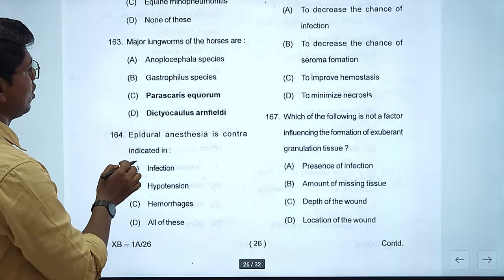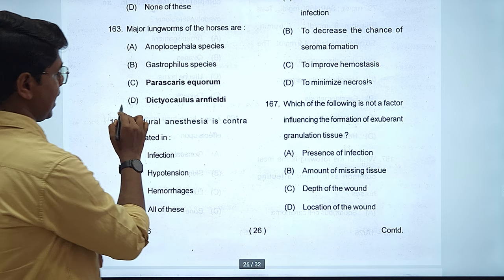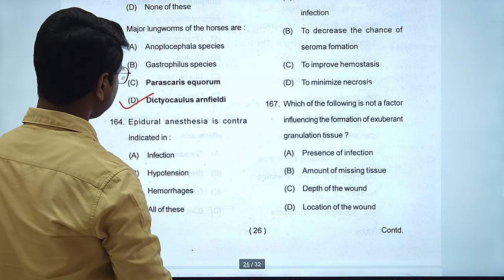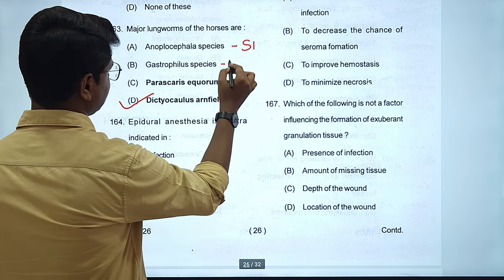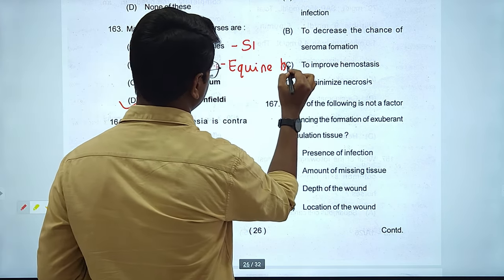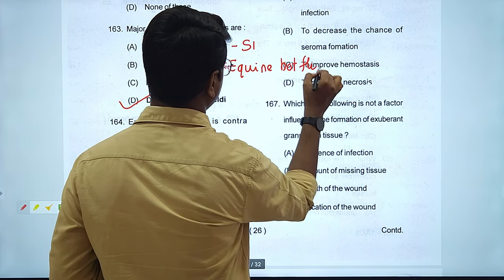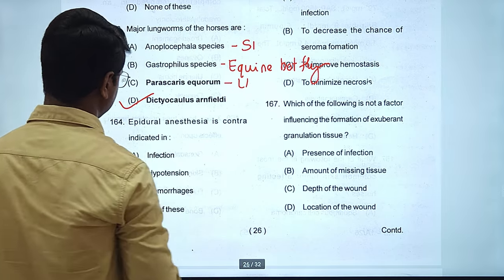Next question, major lungworm of the horses, Dictyocaulus arnfieldi. Okay. And of course, a species residing in the small intestine. Gastrophilus is known as equine bot fly. Equine bot fly. Ascaris equorum lies in the small intestine.